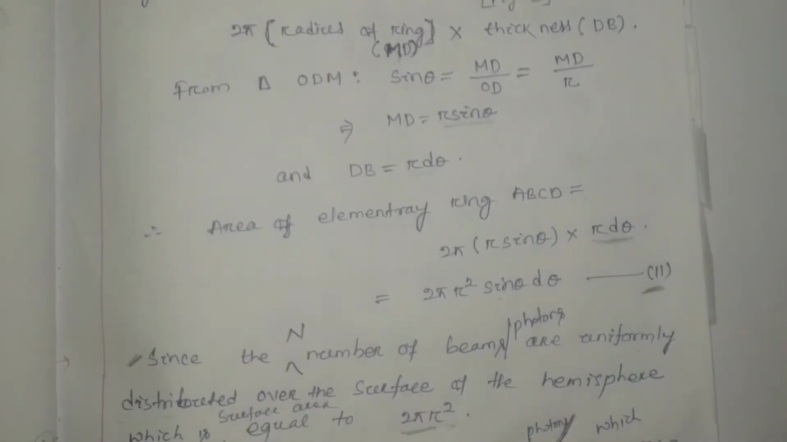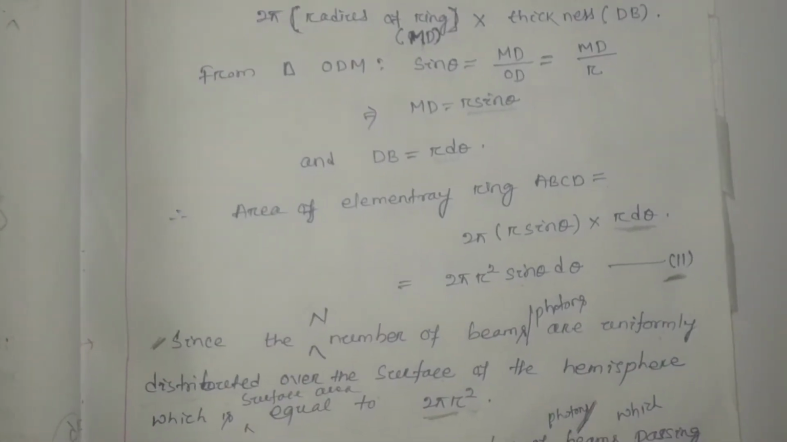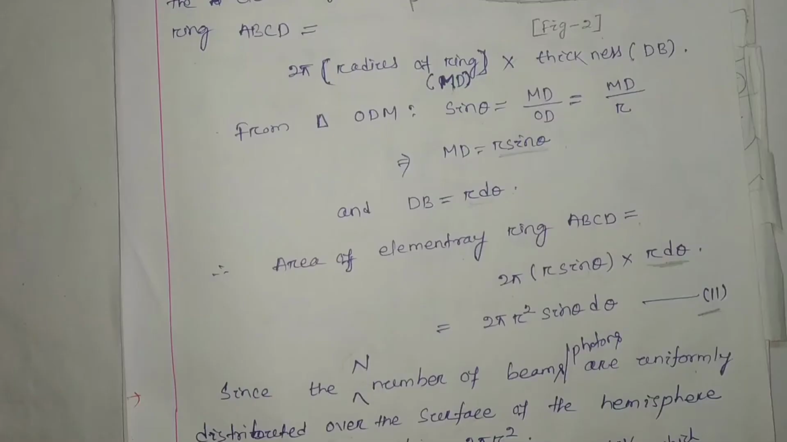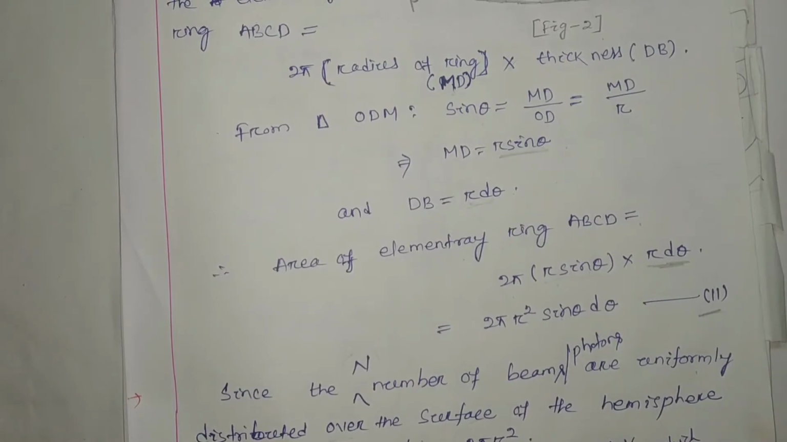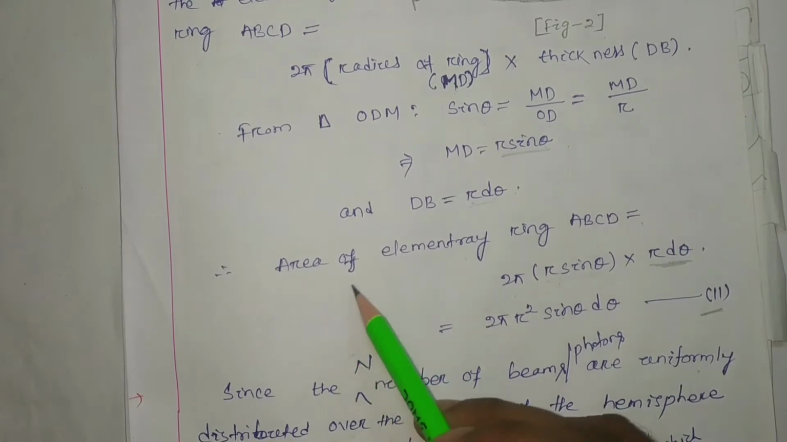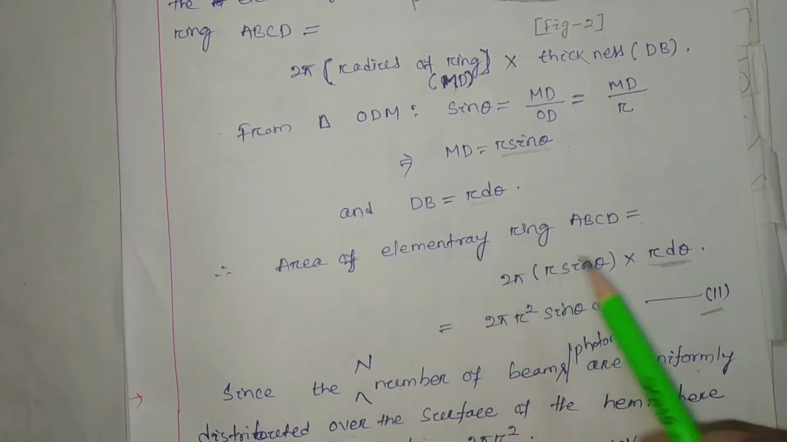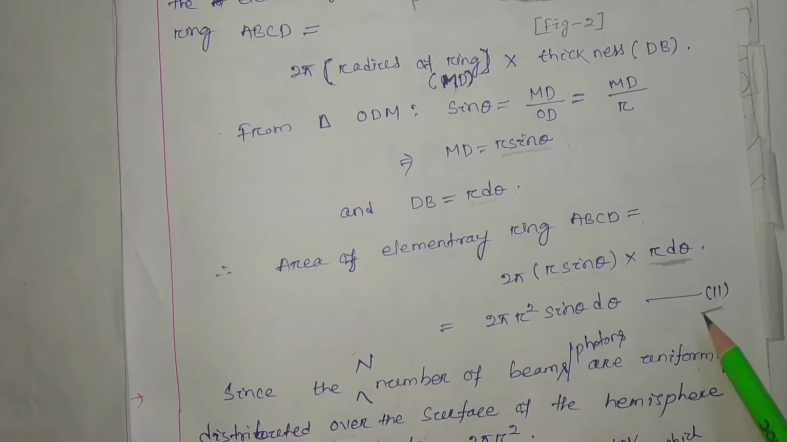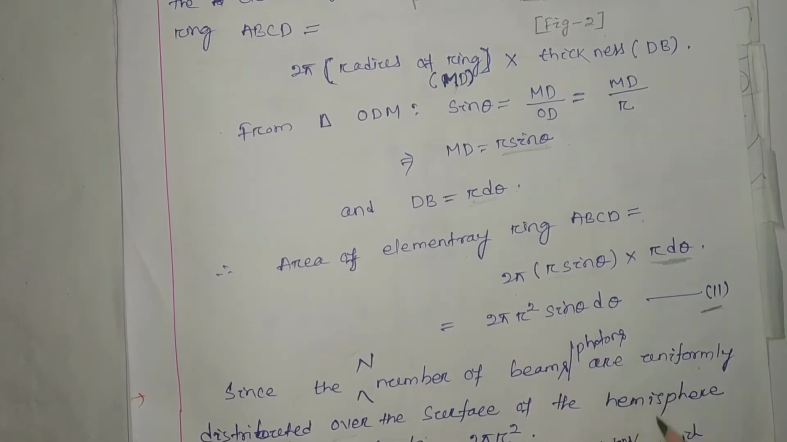So let's start. Hence in this way we found that the area of the elementary ring ABCD equals 2 pi r square sin theta d theta. That is our equation number 11.